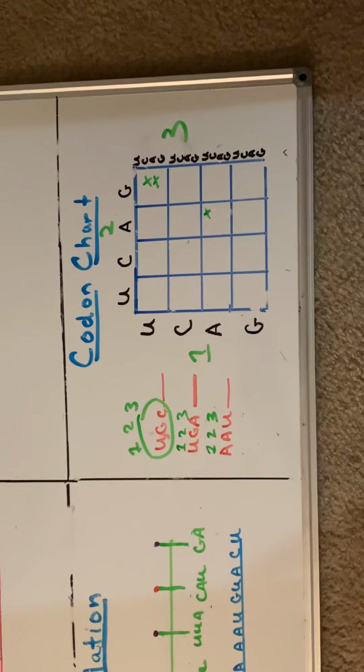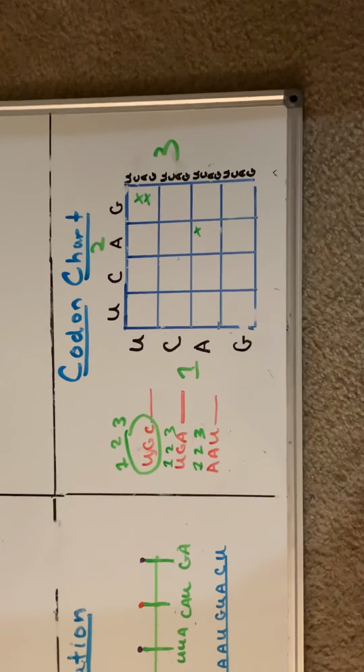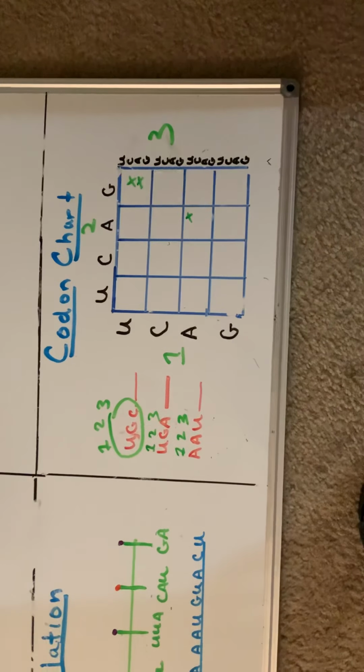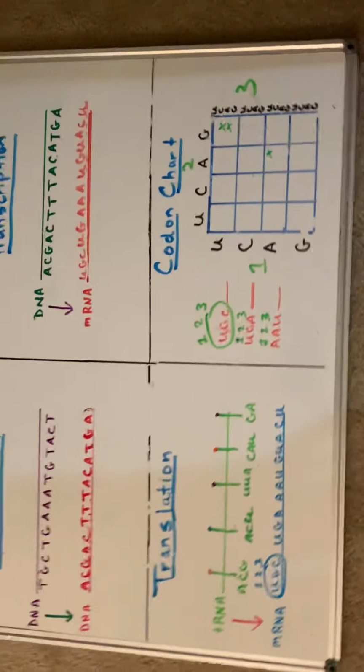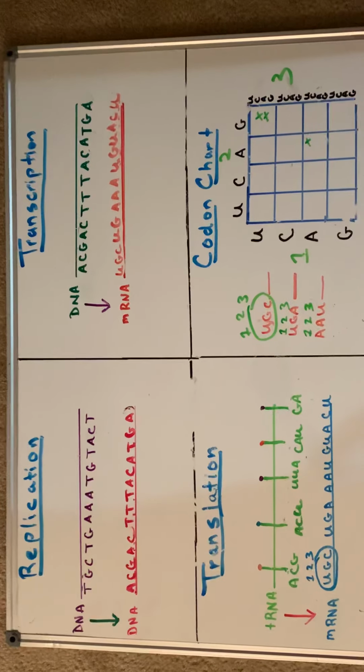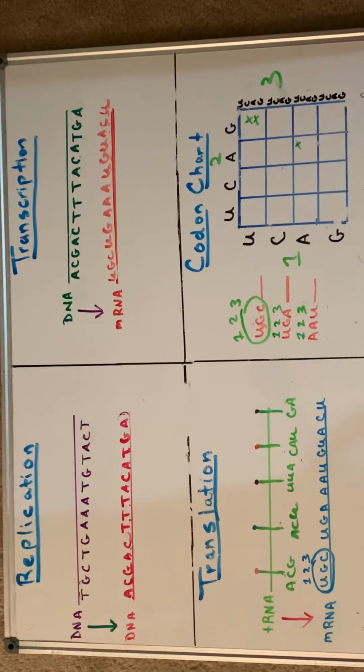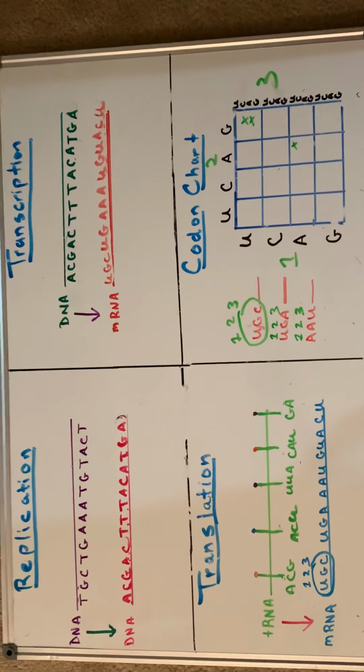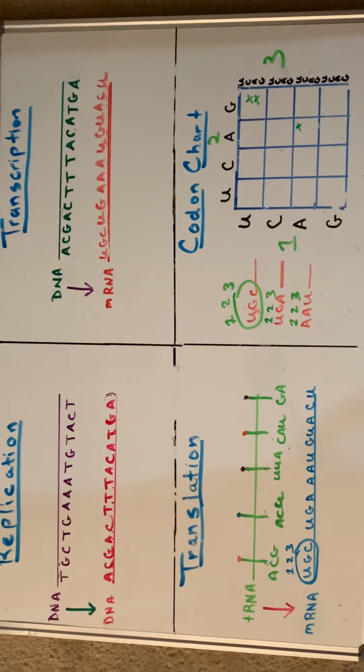So that is how you use the codon chart for determining what your amino acids are. You use the messenger RNA strand every time. This is your review on replication and transcription, which takes place in the nucleus, and translation, which takes place in the ribosomes. This is your review on protein synthesis.